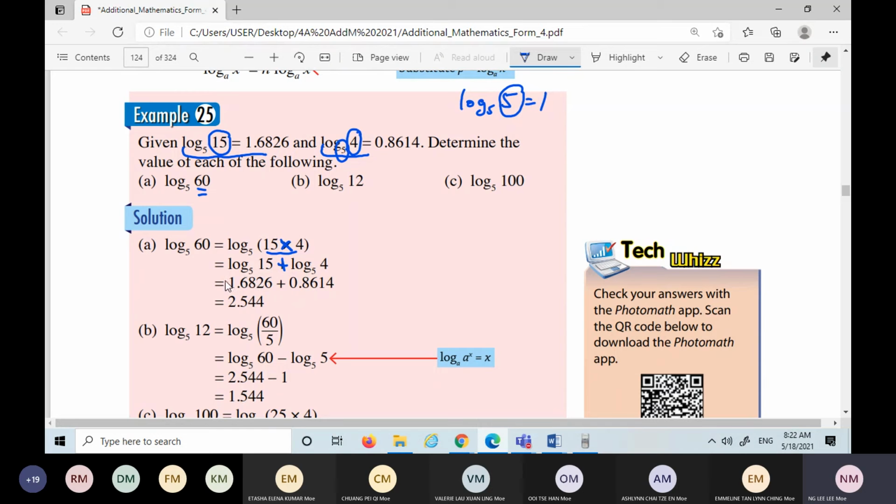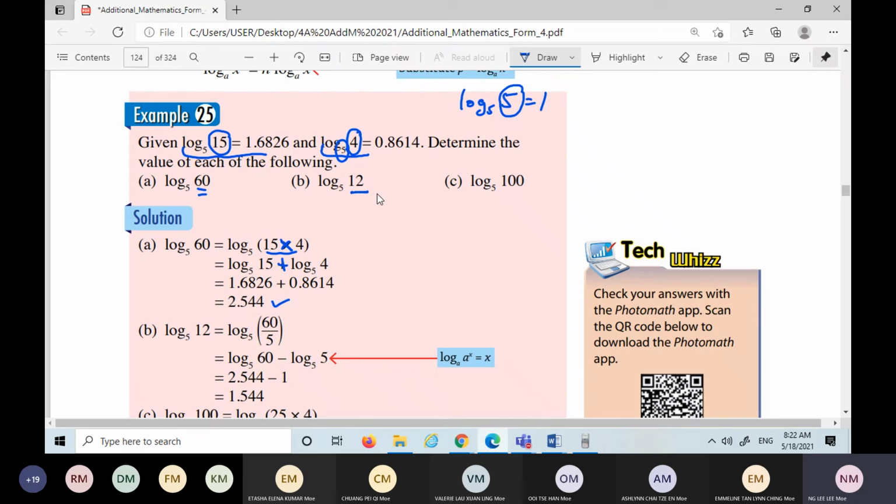When you come to here, log_5 15 is what? 1.6826. You replace it with 1.6826. Log_5 4 is what? 0.8614. You replace it with 0.8614 and then you find the answer. Okay, this is for A. Now we look at B.